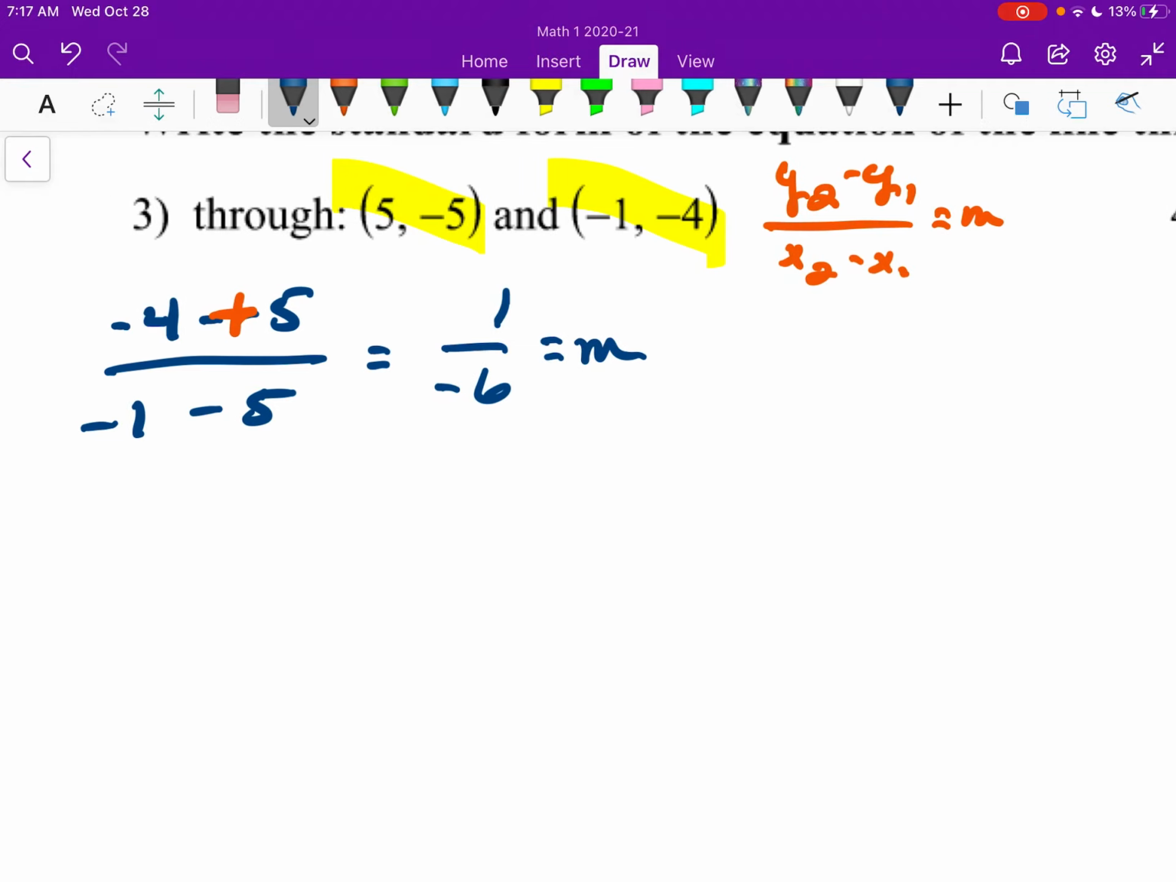And now I need to grab one of the points for point-slope form, because we're going to try to do it like we did in the last problem. So there's my slope, and here's my point. I normally grab the first point. So I'm going to have y minus -5 equals -1 over 6.